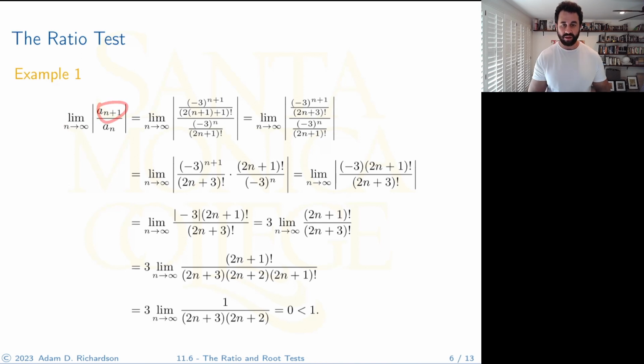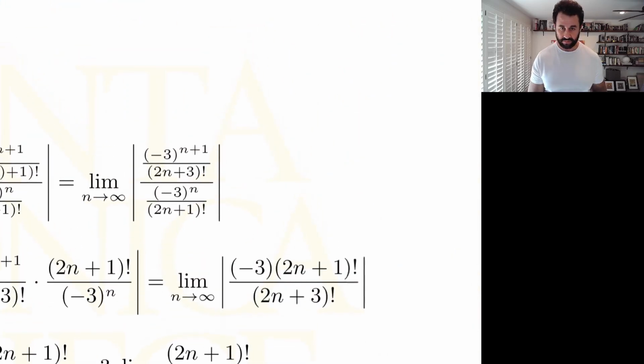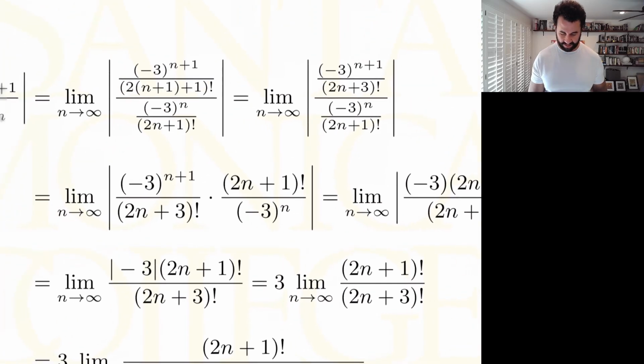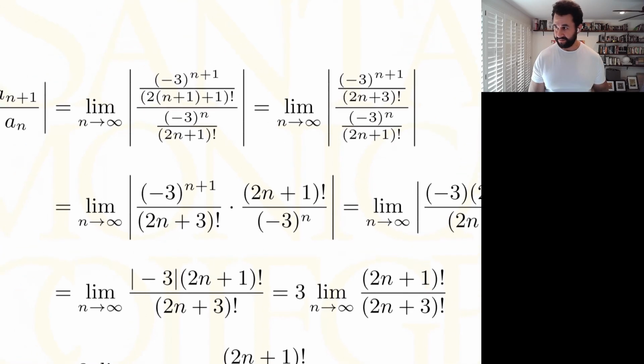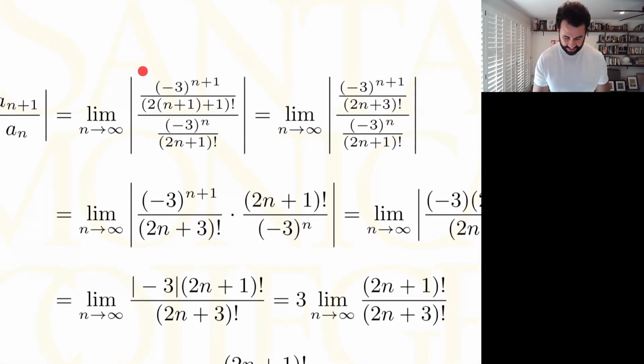A sub n plus 1 is just the summand with n plus 1 plugged in for n. And that's what I've got right up here in the numerator. I'm going to zoom in a little bit. Okay. So this piece right here is a sub n plus 1. And then down here is a sub n, right?